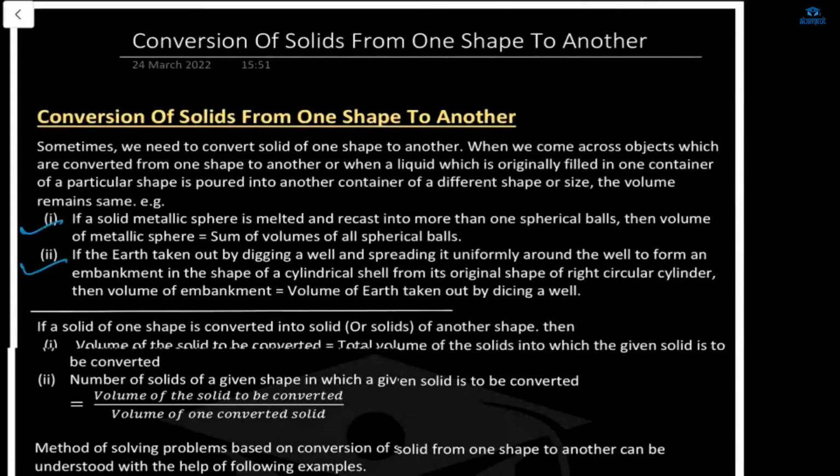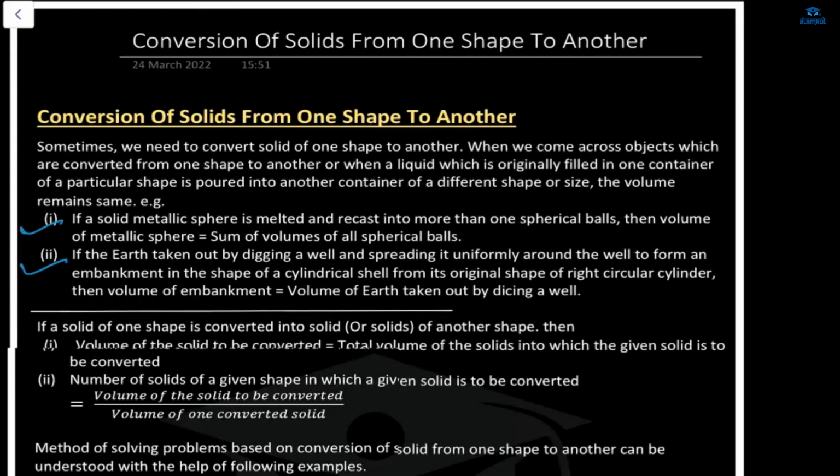One shape object is melted. For example, a cylinder is melted and recasted into many spherical balls, or any other shape, or many small cubes. So the volume of all those combined cubes will be equal to the volume of the cylinder. With this key point, you can solve the questions of conversion of solids from one shape to another. That's why you have to remember them.